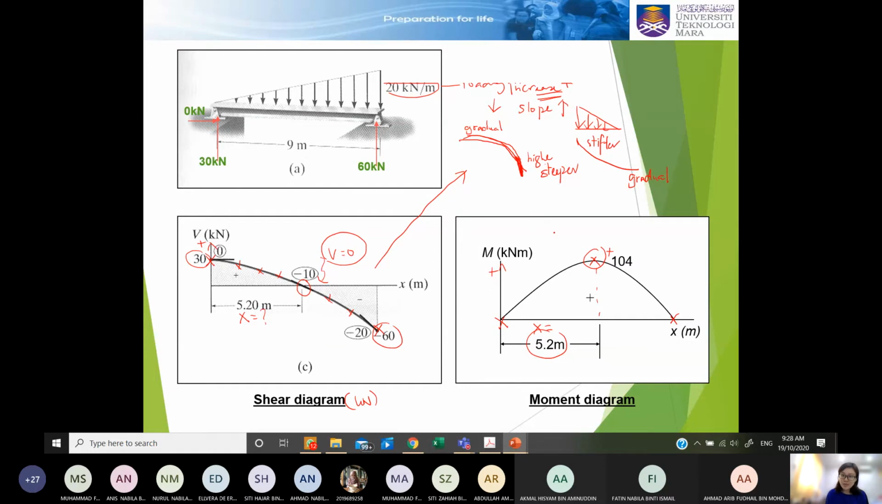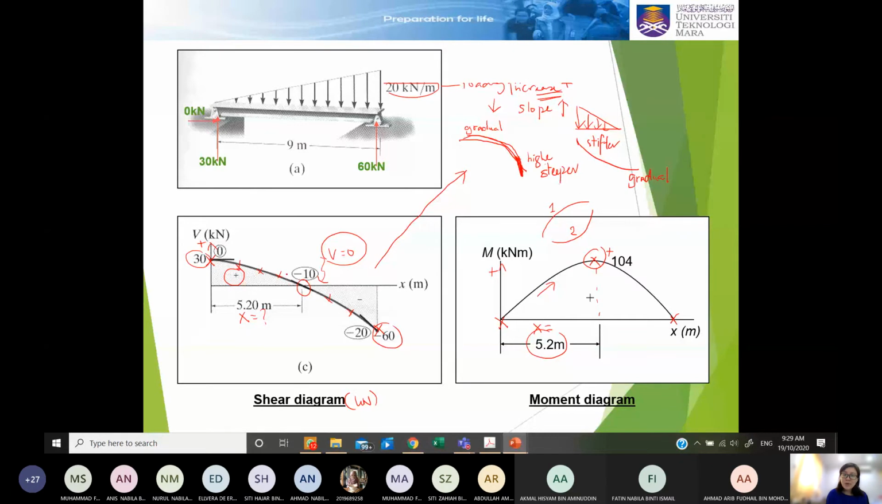Similarly to this one, if it is positive shear, we are talking about increase, going up. Either this direction or this direction is also going up, I mean this type of curve 1 or curve 2 is also going up, but right now this shear is decreasing.